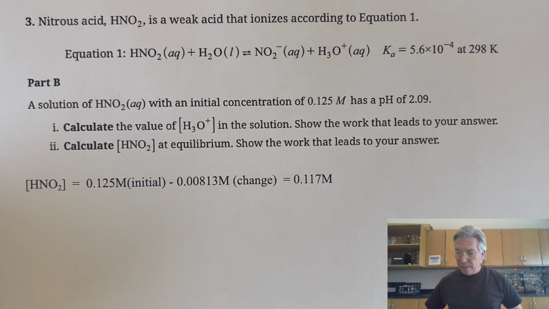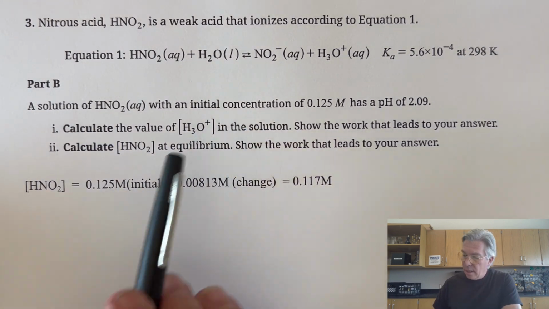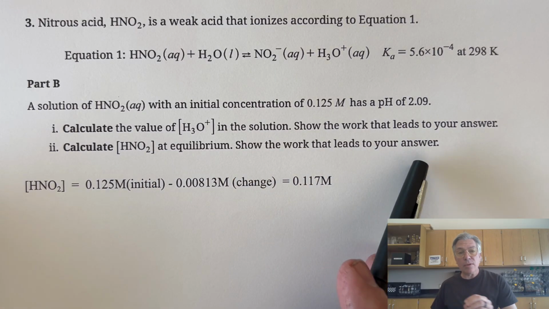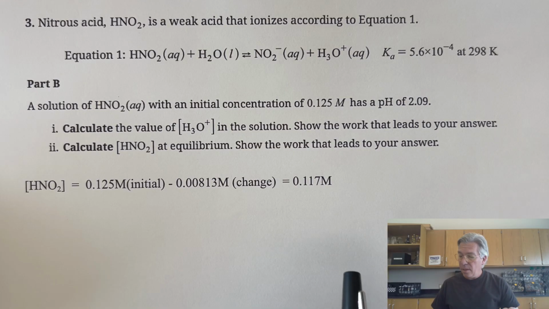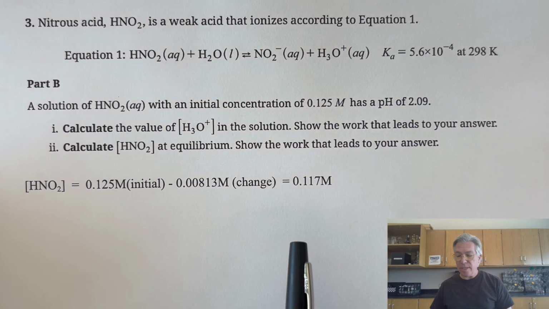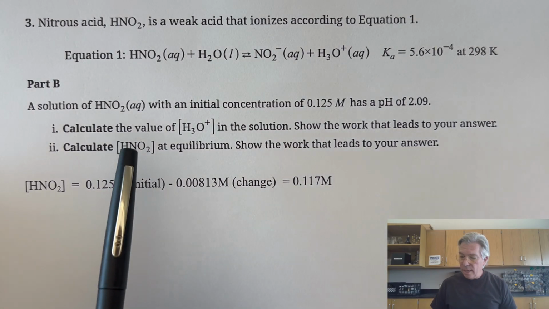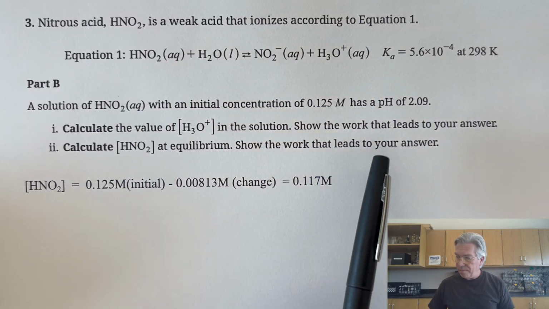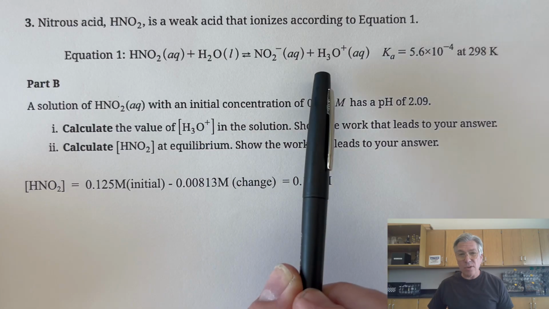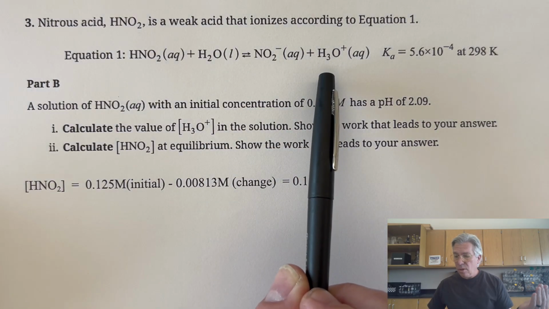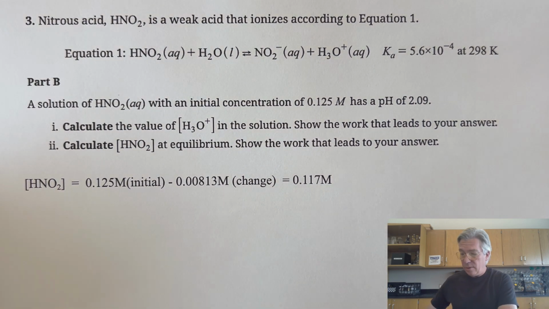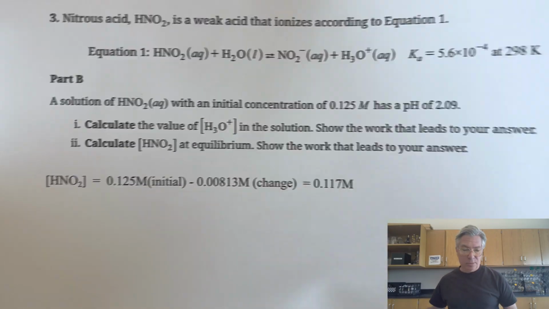And in part 2 of part B, I left part 1 in there. Part 2 says calculate the HNO2 at equilibrium. Show the work that leads to your answer. When I was going over this in class, I actually showed an ICE table that we use to sort of organize our thoughts. The ICE table itself is not necessary here. What we need to know is that the HNO2 is going to start at a certain value, 0.125. And we already calculated the H3O plus value, which is essentially going to be our x in the ICE table. So 0.125 minus x gives me the remainder that it would have at equilibrium. So 0.117 moles per liter there.